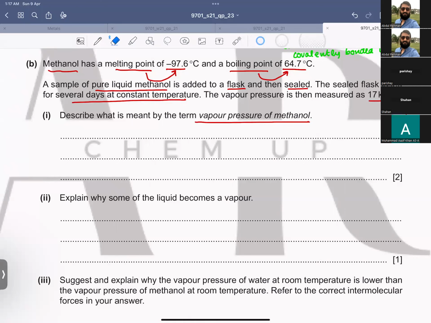This part is now out of syllabus, so I'm not going to discuss it. If you find anything regarding vapor pressure, you may also leave it. It is till 2021 only. Since 2022 onwards, vapor pressure is not part of the syllabus.